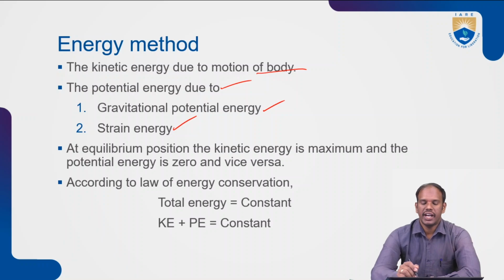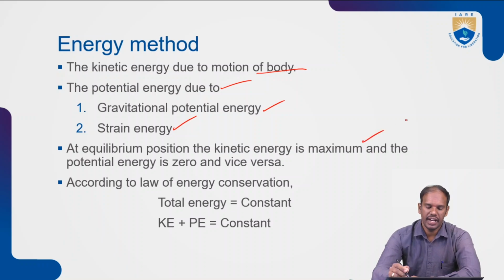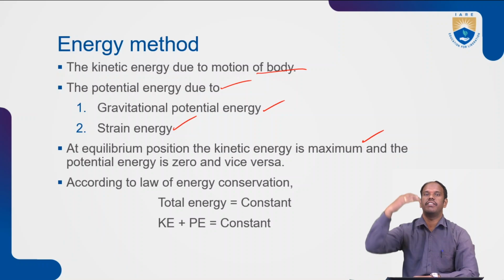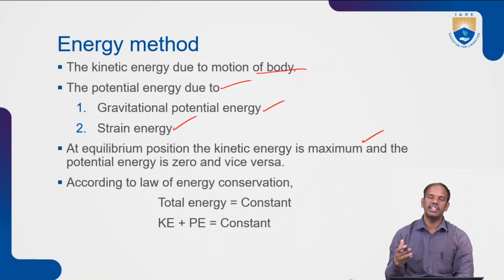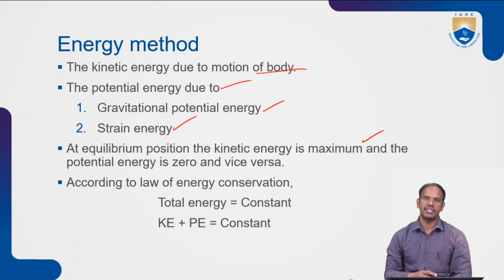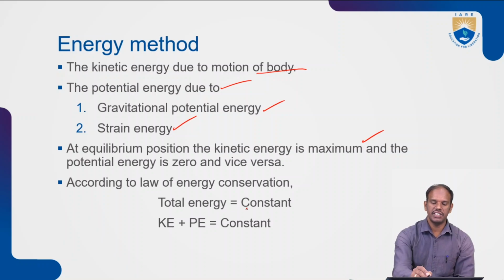At the equilibrium position, kinetic energy is maximum and potential energy is zero, and vice versa. So potential energy goes to zero while kinetic energy is maximum, and then it comes the other way around. According to the law of conservation, total energy is going to be constant.